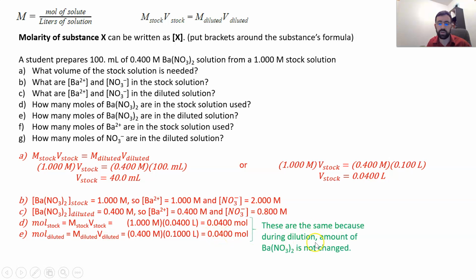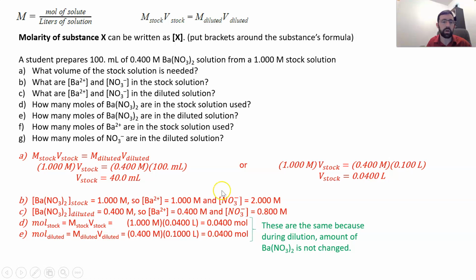These are the same because during dilution, the amount of barium nitrate isn't changed. We just added more water. We didn't take any barium nitrate out, and we didn't add any extra barium nitrate. We just added water. That's what dilution is. It's adding more of the solvent.